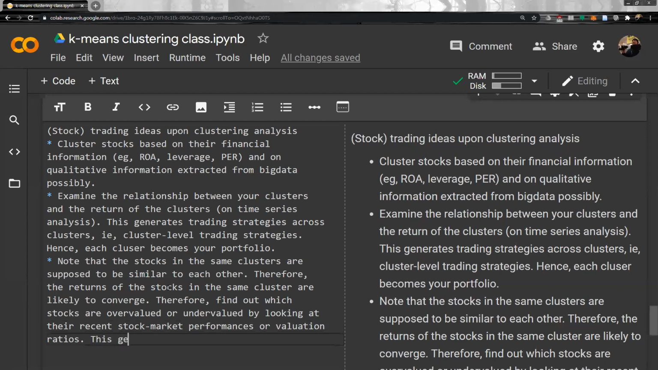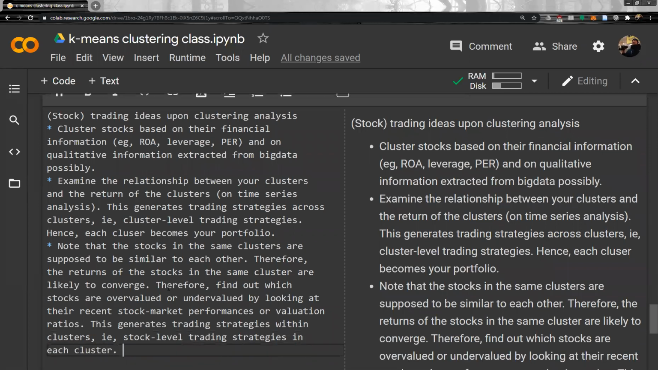Then this generates, of course, trading strategies within clusters, i.e., it is like a firm level, individual stock level. Previously it was a cluster level trading strategy, but now we have stock level trading strategies in each cluster.